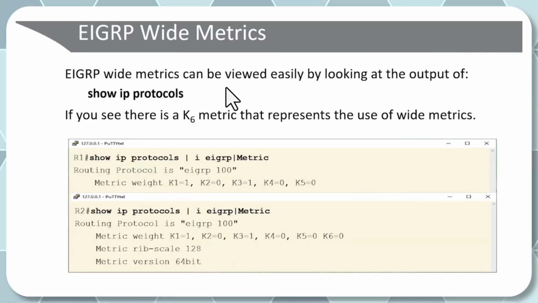EIGRP wide metric can be viewed easily by looking at the output of show ip protocols. As you can see here, if we can see the K5 value, it means it is your legacy EIGRP. Here you can see the K6 value, it means it is your new named EIGRP.